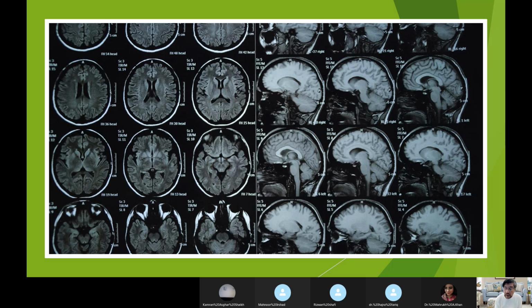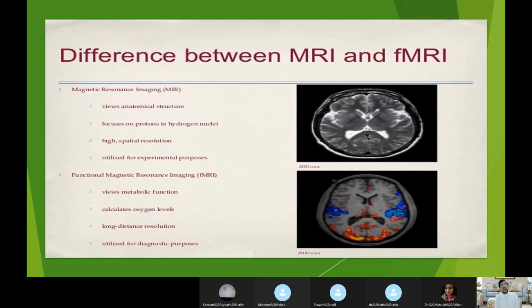MRI, unfortunately, in Pakistan, whatever we are having is available with just 1 Tesla images. 1 Tesla images are little bit bigger images, and they are not good images to show us the functionality of the brain. If we really want to see appropriately the clear images that are required in psychiatry, we have to go for significant higher resolution images.